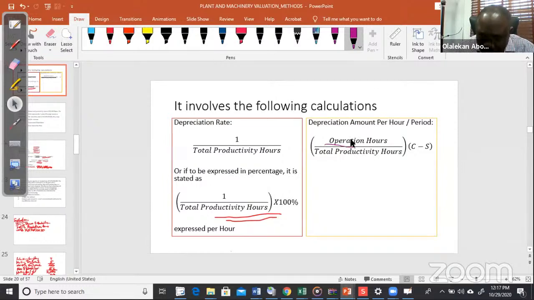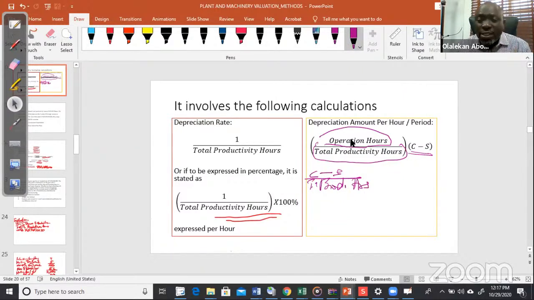Operating hour over total productive hours. But this same formula multiplied by depreciable sum can be rewritten as depreciable sum, which is cost minus scrap value, over total operating hour. I mean, total productive hours, sorry. Total productive hours, right? That would be a constant because you have now gotten your depreciation per hour.